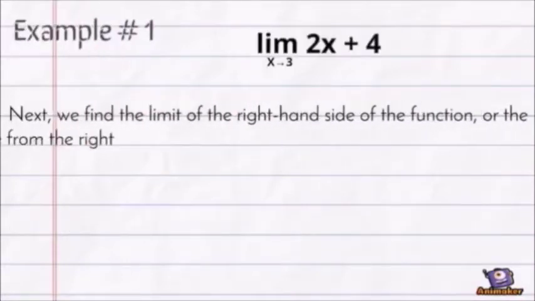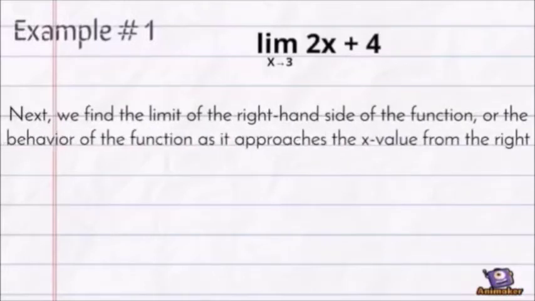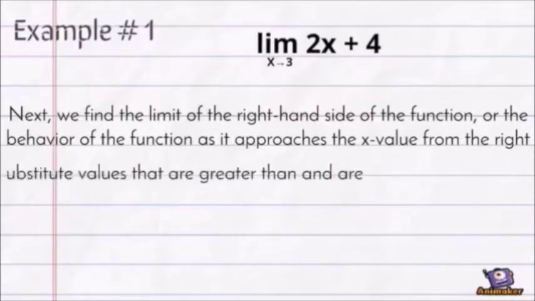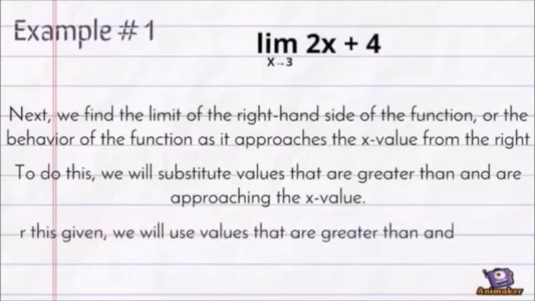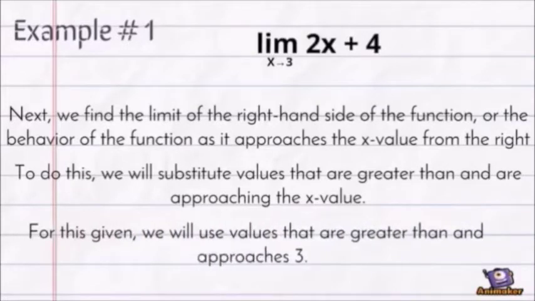Next, we find the limit of the right-hand side of the function, or the behavior of the function as it approaches the x value from the right. To do this, we will substitute values that are greater than and are approaching the x value. For this given, we will use values that are greater than and approaches 3.